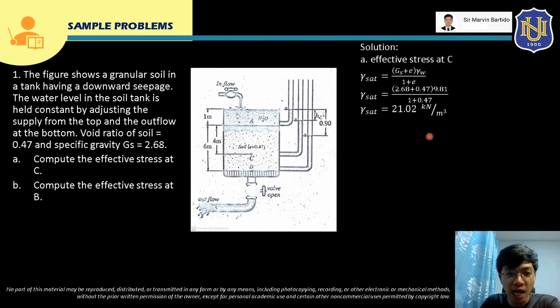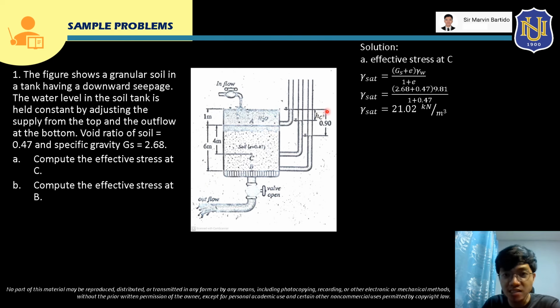Now, for the pore water pressure at C, we also need the head at C. We need the head difference between A and C, which we will call H sub C. To solve this, class, we can use proportion. We will use the head loss between point A and point B.